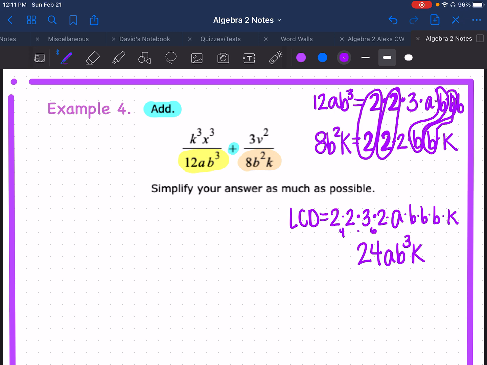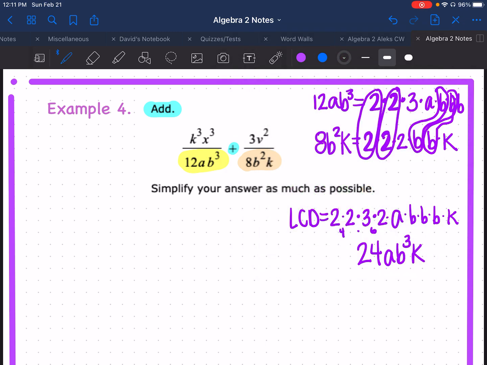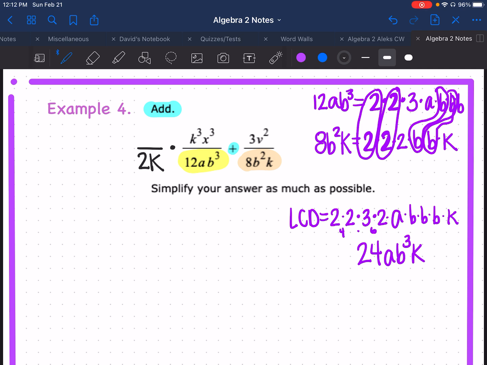There is our LCD. Let's go ahead and figure out what we need to multiply both sides by. Okay, so we have a 12. Well, here's 12 right here. So 2, 2, and 3 is gone. There's an A, and there's 1, 2, 3 B's. So notice what's left. I need a 2, and I need a K to get to this denominator. So I'm going to put 2K, and what I put on the bottom, I put on the top.